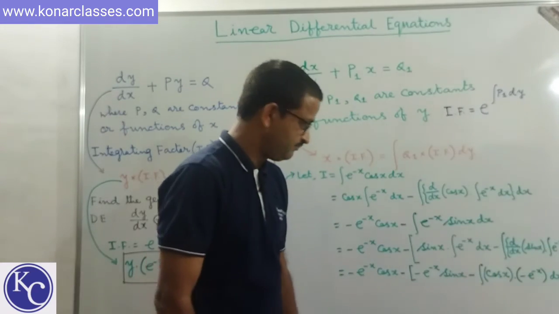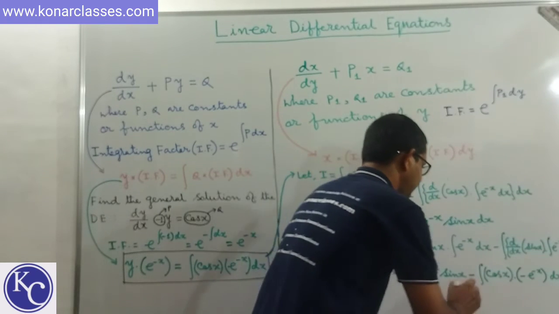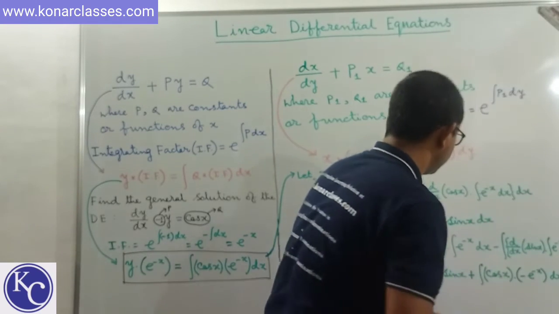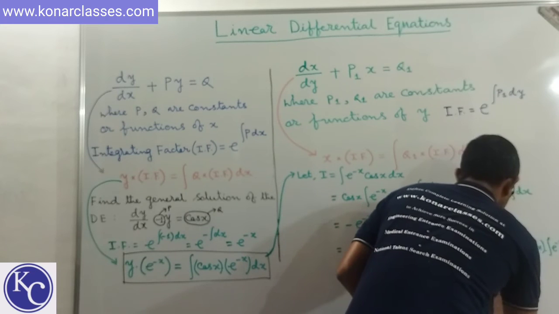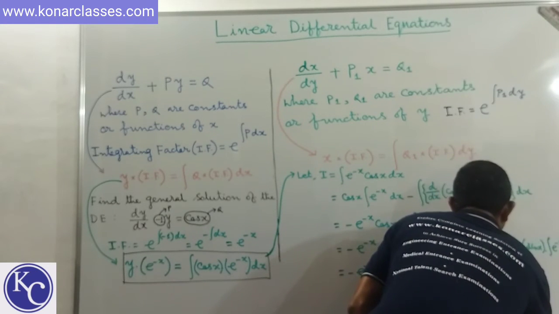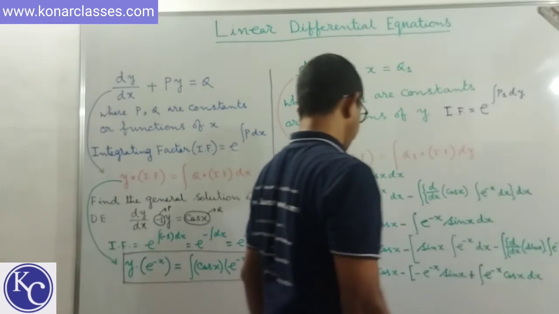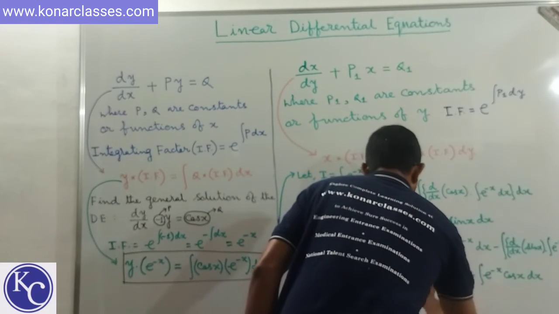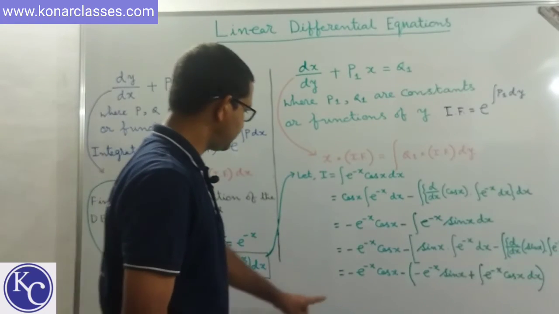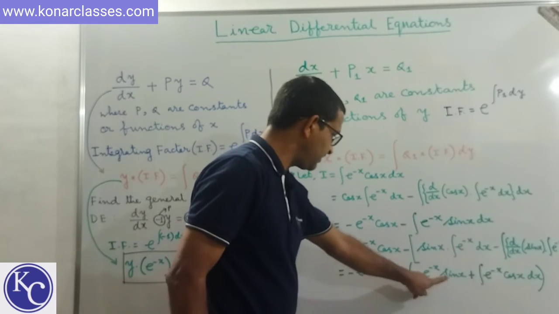Now let us simplify. Then what do we get? Minus and this minus become what? Plus. So here you can write plus e power minus x cos x dx, correct? So we can give this bracket here, correct? So what do we get, dear students? This minus and this minus become plus. So e power minus x sin x.